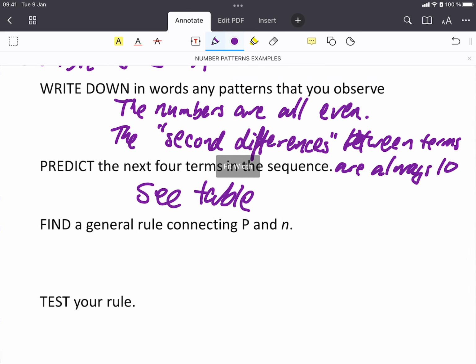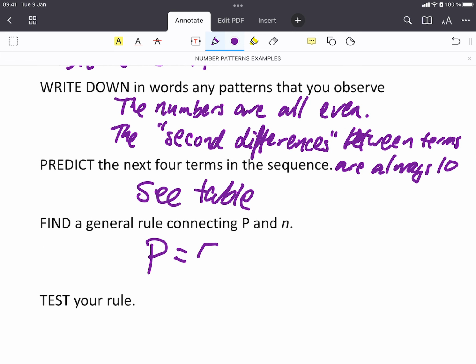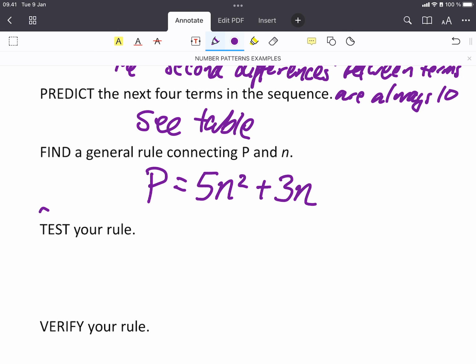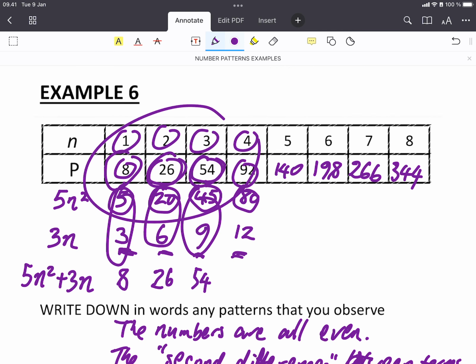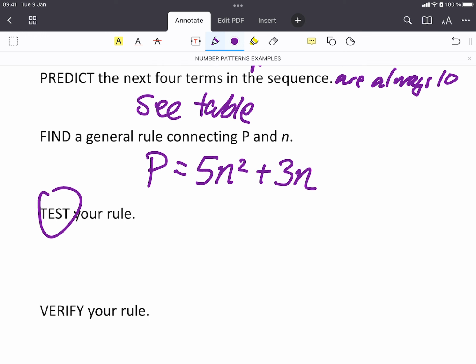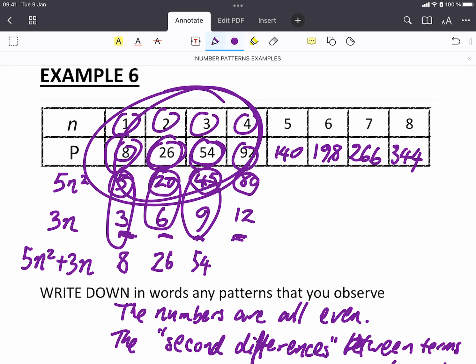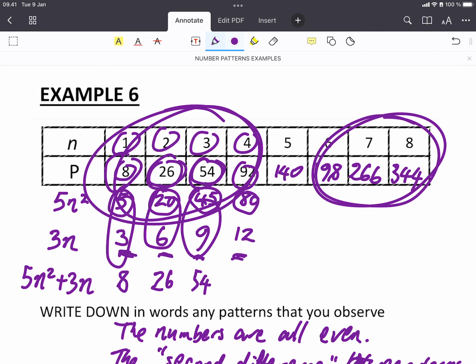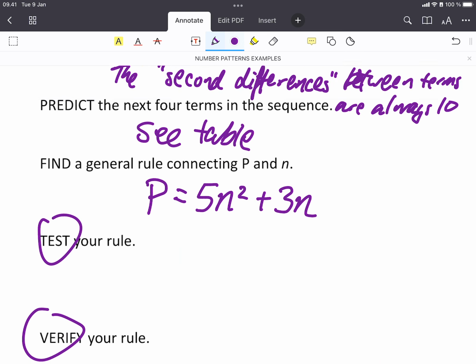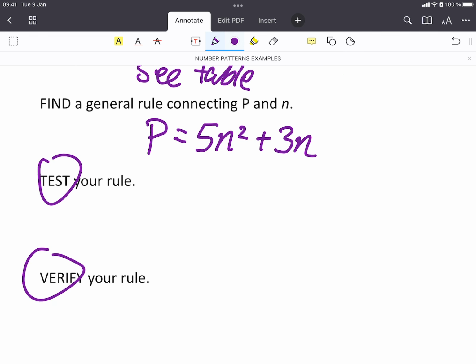So find a general rule connecting P and N. P equals, on this occasion, 5n squared plus 3n. So now we've got the test and verify bit. So remember, test is for low values down in the bottom end of the table where they gave you the n and the p, and verify is checking that it still works for the values higher up in the table where you filled in the answers. So I'll just do a couple of these on this occasion.